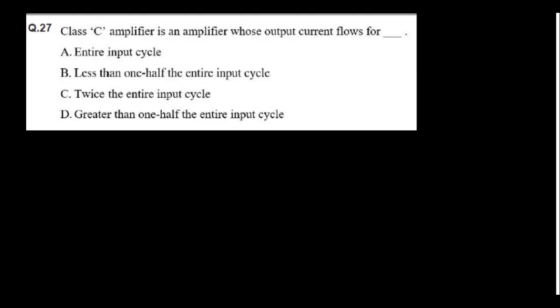Class C amplifier is an amplifier whose output current flows for less than 1/2 of the entire cycle. Feedback is generally used for? We will use feedback for oscillators as well as amplifiers, to produce oscillation and to change the characteristics of an amplifier. So both A and B.